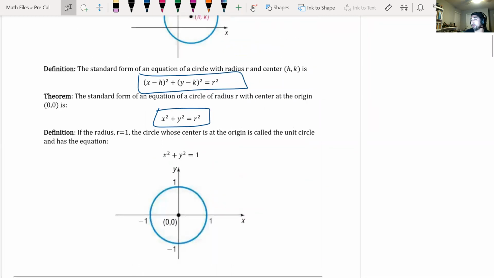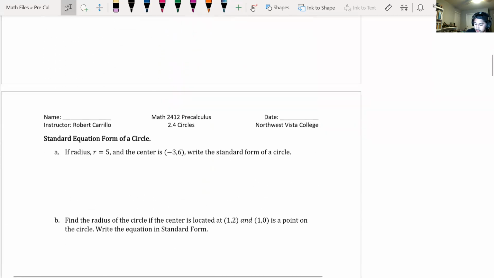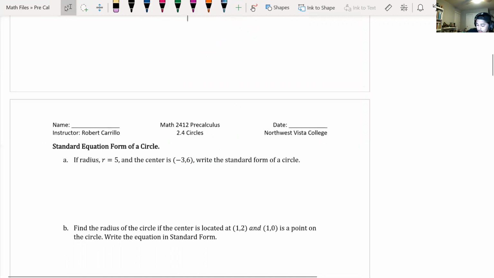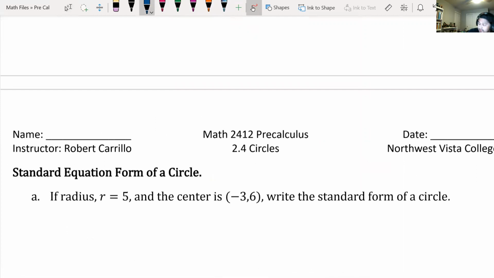So remember that first formula above: (x minus h) squared plus (y minus k) squared equals r squared. And let's try it out. First example: if the radius is 5 and the center is (negative 3, 6), write the standard form of a circle. Okay, let me just zoom in a bit. There we go. So they're giving us the components: radius 5, center is (negative 3, 6), write the standard form.